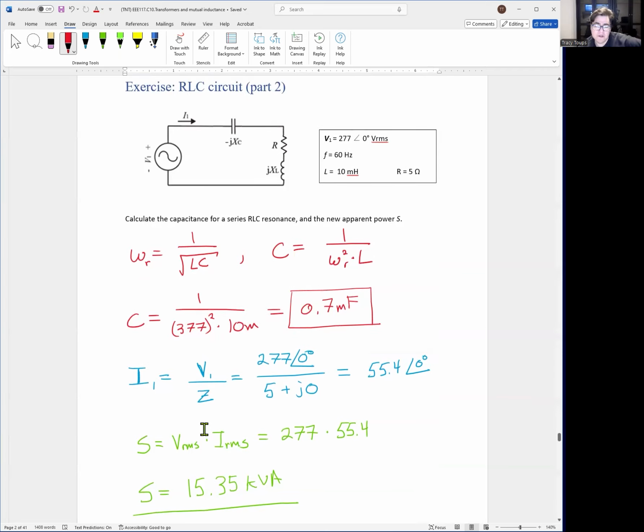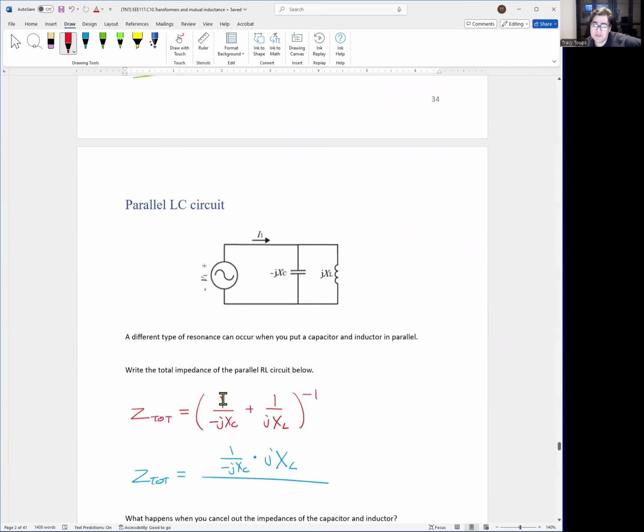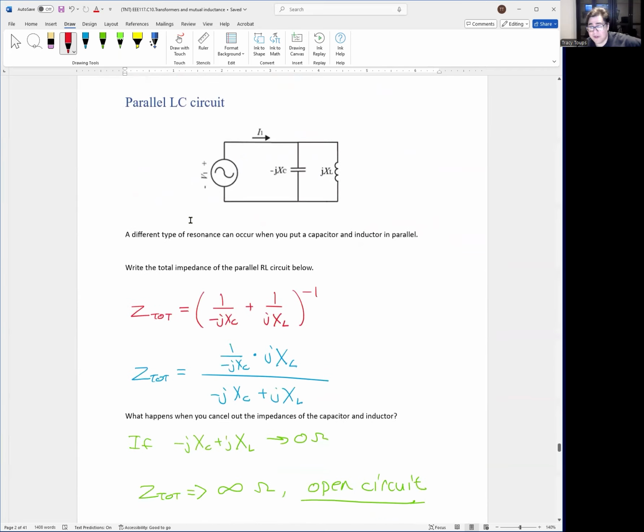Okay. So that's the series one. Let's talk about a parallel RLC circuit. Very similar idea, except what happens when you put the capacitor and inductor in parallel? Do we still get the same properties and the same physical phenomenon as a series LC circuit? Different types of resonance can occur when you put a capacitor and inductor in parallel.